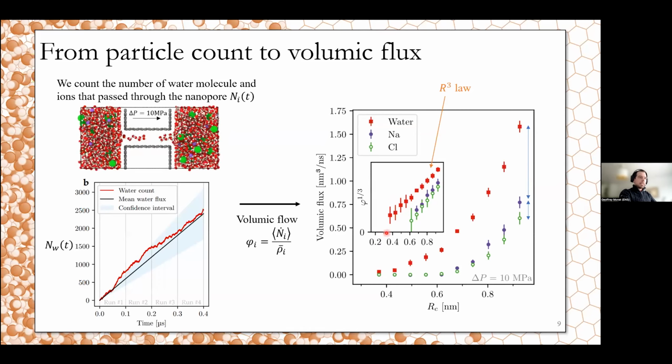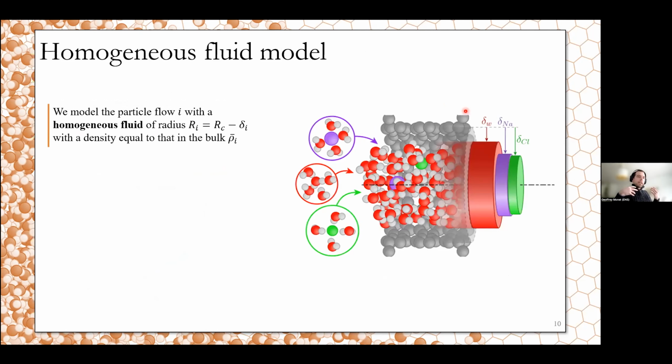As you can see, the volumic flux, of course, increases with the radius of the nanopore, but it follows a power law where the power is equal to 3. And to provide a more quantitative interpretation of these results, we propose to model the molecular flow of water and ions with a very simple homogeneous model.